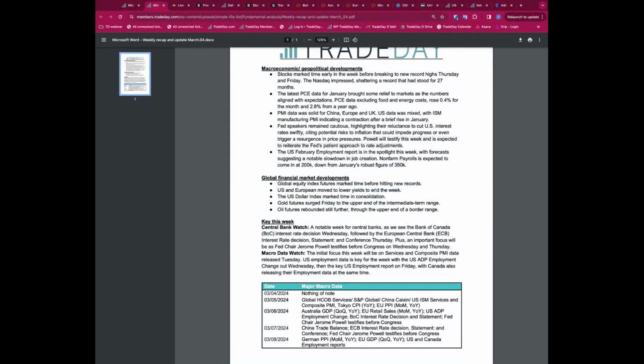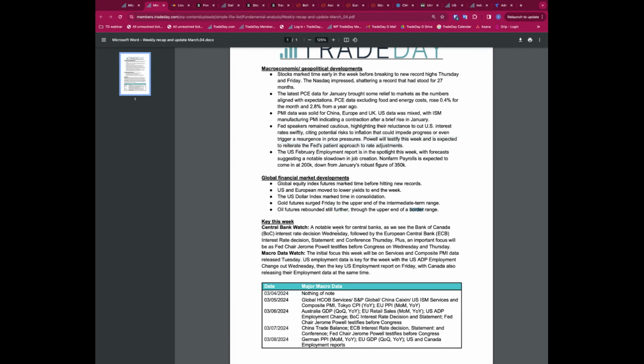Obviously, stocks were up. Bonds actually went to lower yields at the end of last week, so that's helped stocks go higher. We saw a movement down lower in yield. Stock prices went up, and we'll talk about that shortly when we come to the rates charts, the US bond market charts. US dollar has been pretty much sideways. Gold had a big surge higher on Friday, and oil futures rebounded, and they're at the upper end of a broader range.